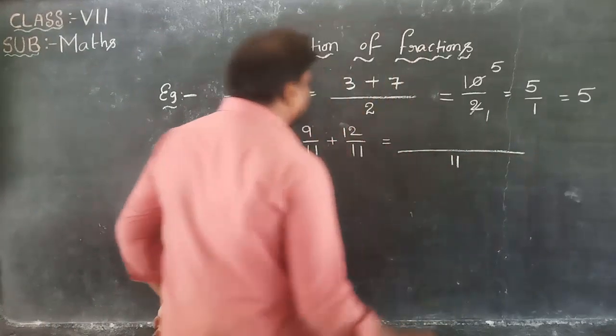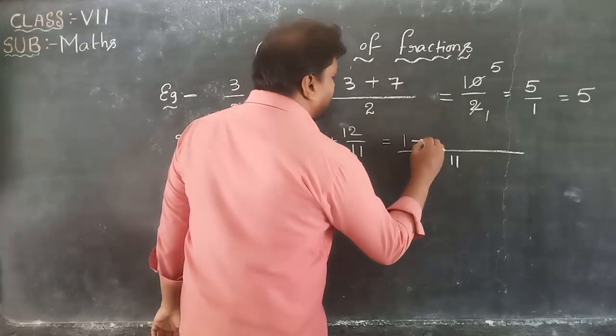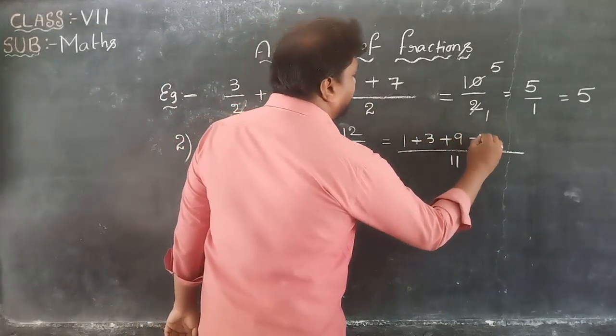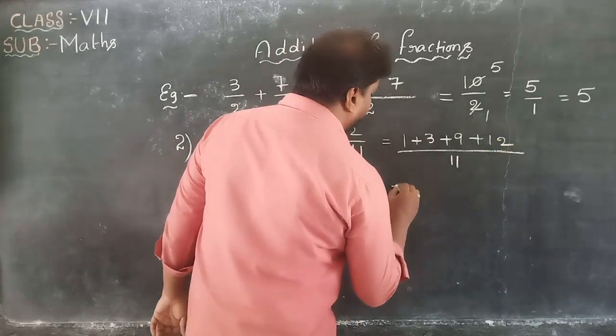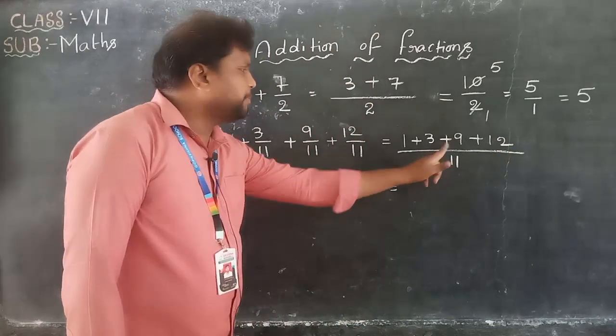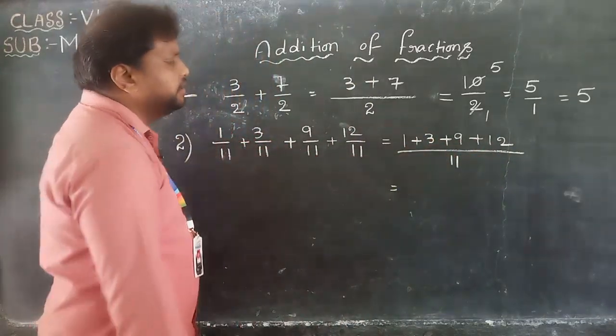Now we should add each and every numerator. What is the first numerator? It is 1 plus 3 plus 9 plus 12. Okay, here 9 plus 1 is 10, 10 plus 12 is 22, 22 plus 3 is 25.